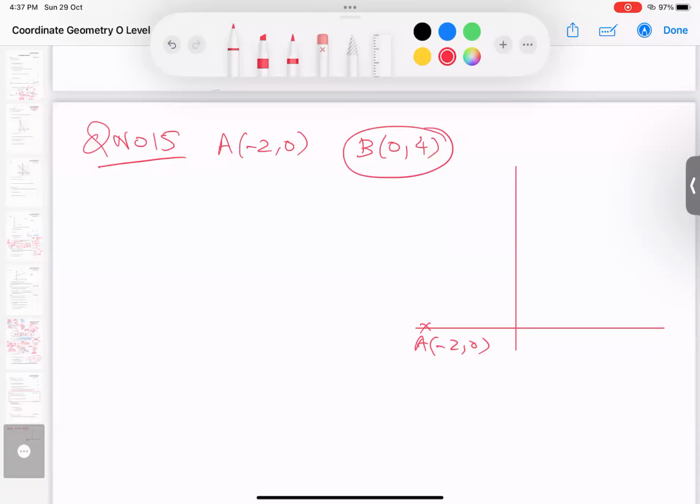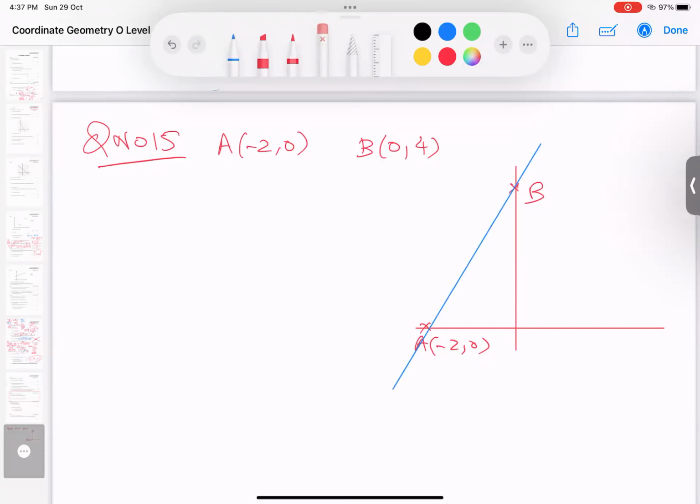And what is B? What is there? X0, Y1, X0, Y2, X0, Y3, X0, Y4. Here 4, sorry. 1, 2, 3, 4 is here. So this point is B. And if I join these 2 points, you can see that this line passes through A and B. And I believe the point is very, very clear.